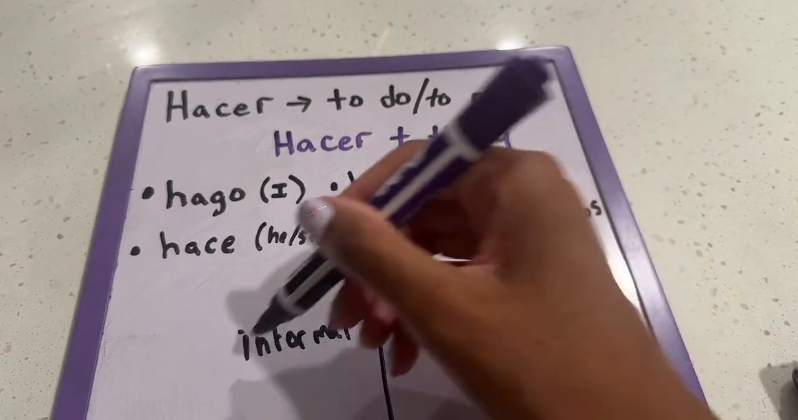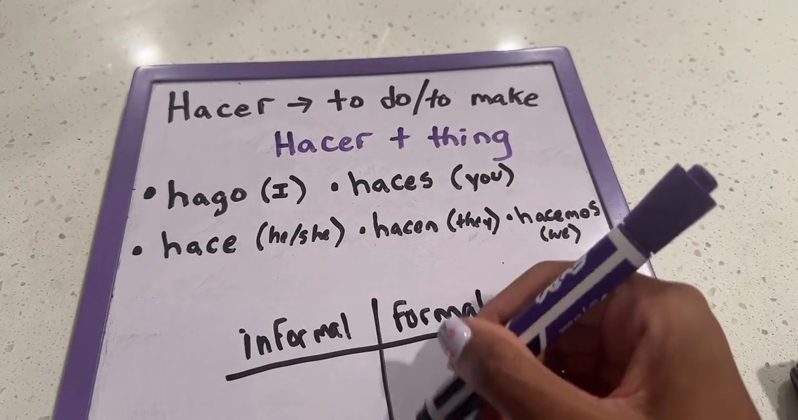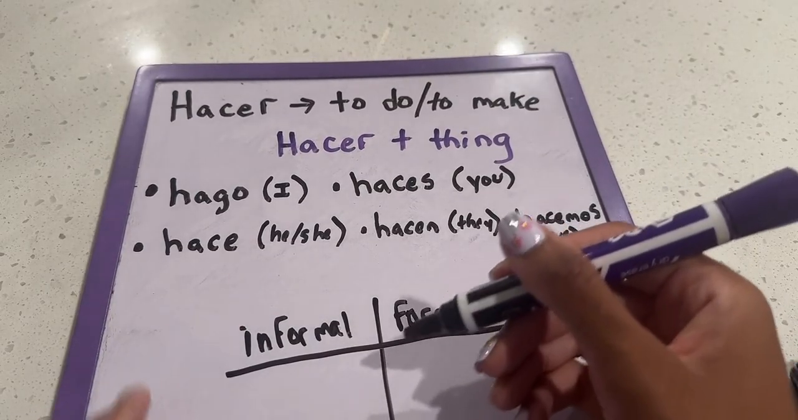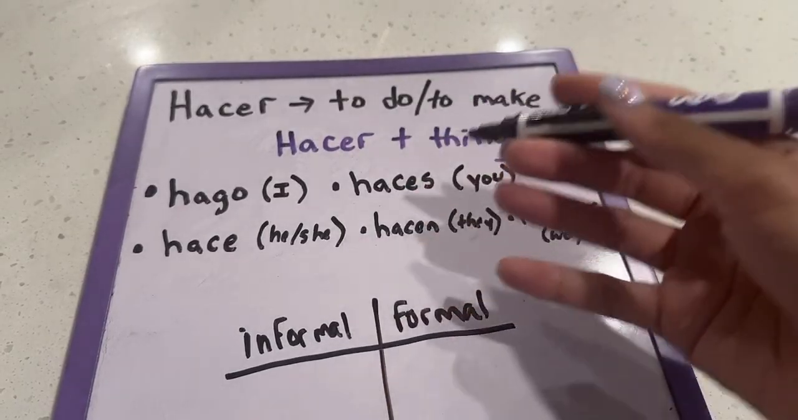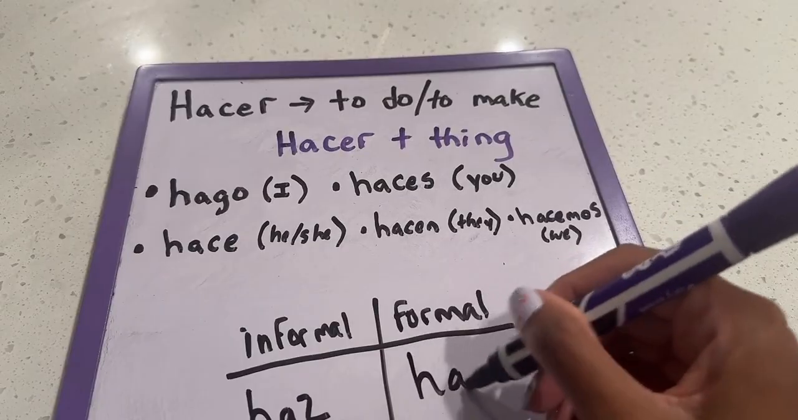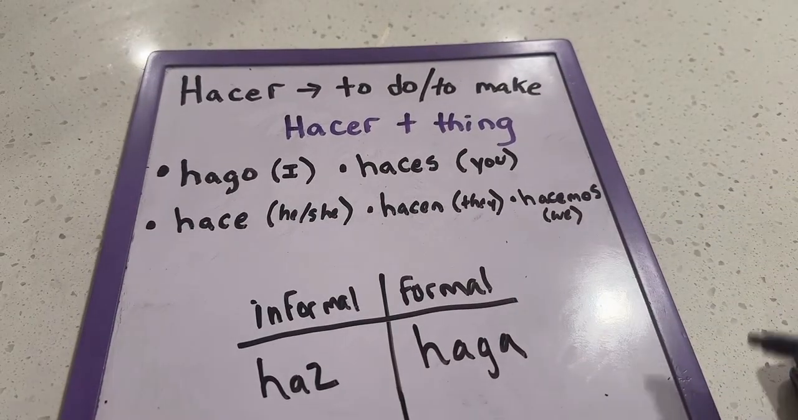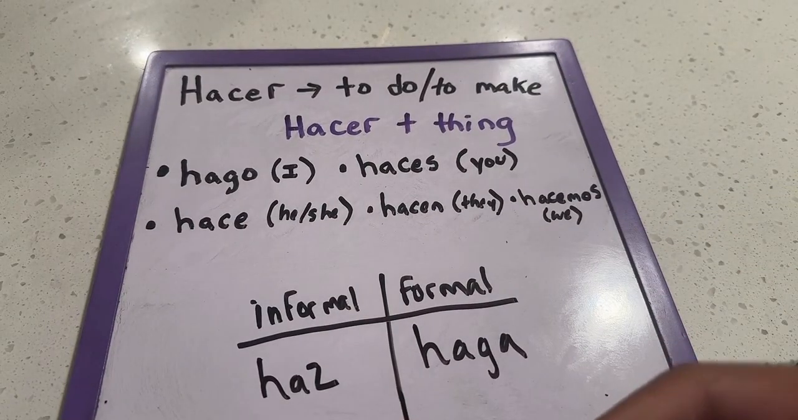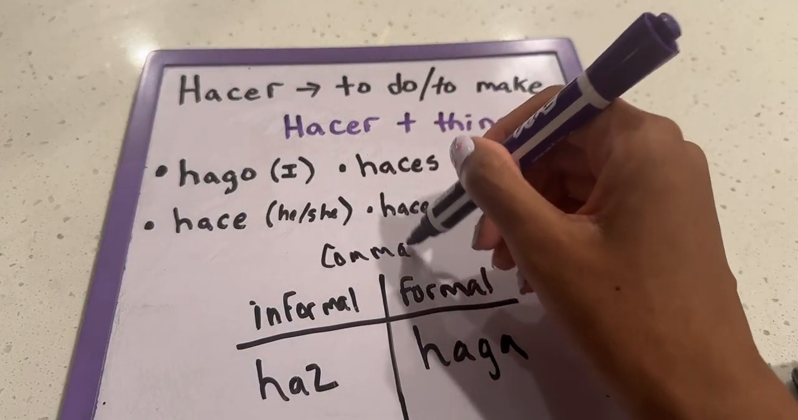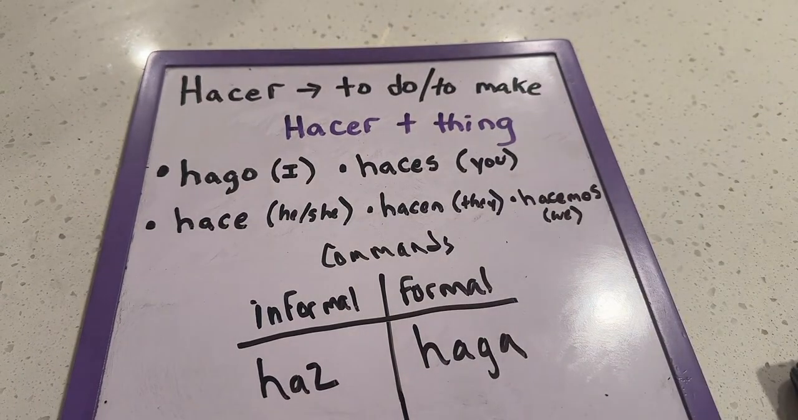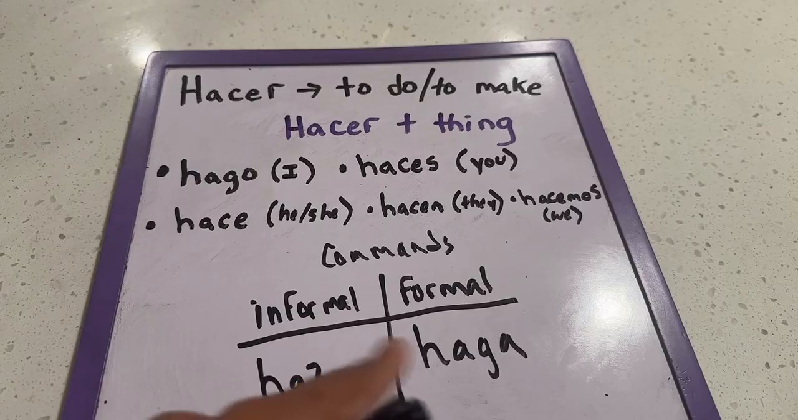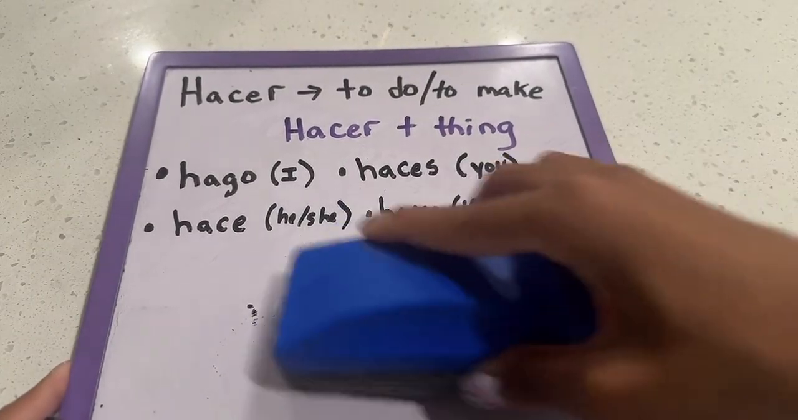So just consider this like a little bit of an appetizer or like a commercial. Not a commercial. What am I trying to say here? It's like a sneak peek of a future lesson. So the informal way of saying it is haz, the formal way is haga. So just consider this a sneak peek into a future lesson where we do commands. And commands, we have informal and we have formal. But that is not our focus for today. But I want to let you know, yes, we do have certain commands and that's a different verb tense.